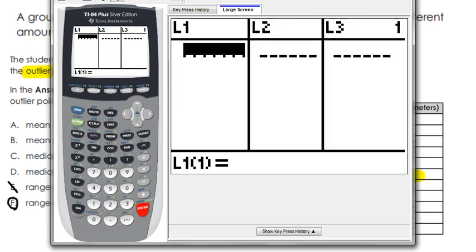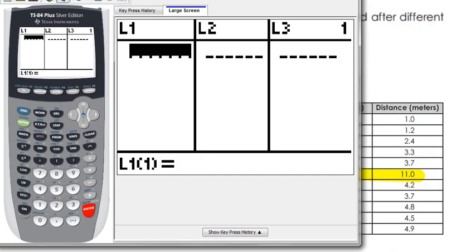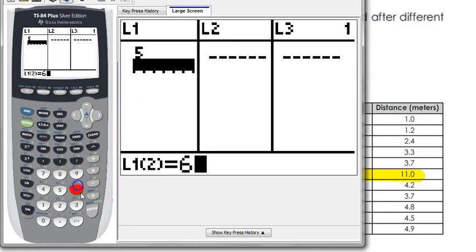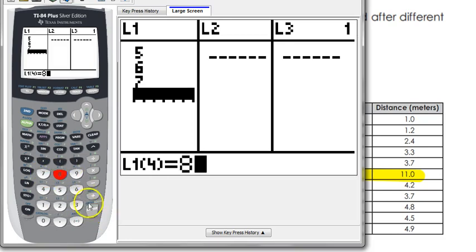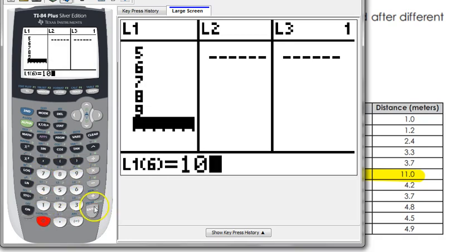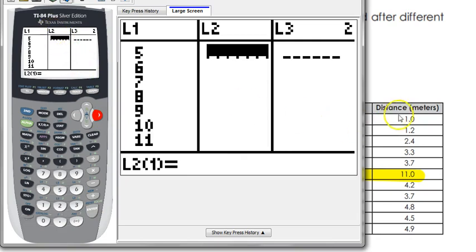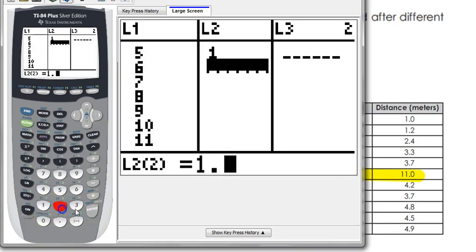Let's edit L1. And in L1, because this kind of looks like a table, that's exactly what we're going to do, is we're going to put, it started at 5, and then 6, and 7, and 8, and 9, 10, 11, 12, 13, 14, 15. And then if I use the arrow button, I can go back and put all of those distances in the table as well. So I'm basically recreating that table in the calculator.